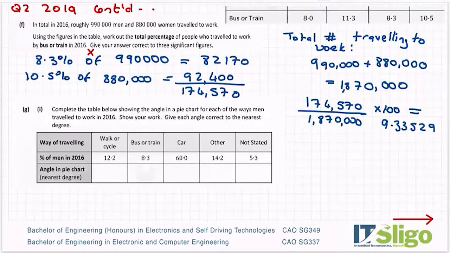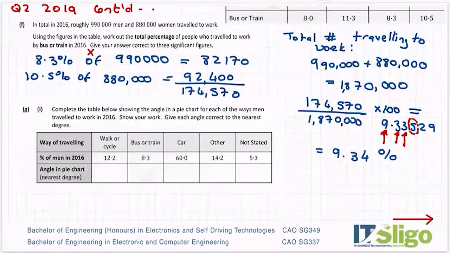Okay, and then it says rounding to 3 significant figures. Okay, so significant figures, not decimal places. So that's a significant figure. That's my second significant figure. That's my third significant figure. So I always have to look at the fourth one. Okay, so if I have to round this to significant figures, it is 9.34%. Okay, if it was 3 decimal places, it would be 9.335. But that counts as a significant figure. Okay, so it's 9.34%.